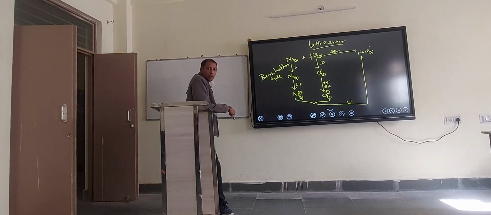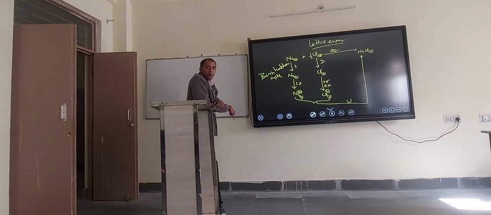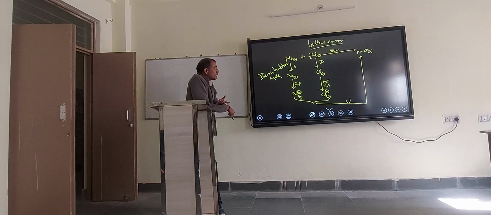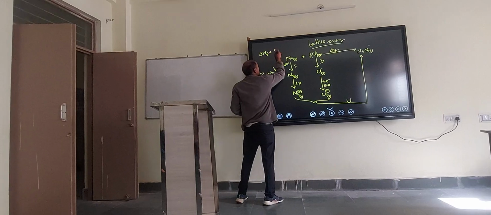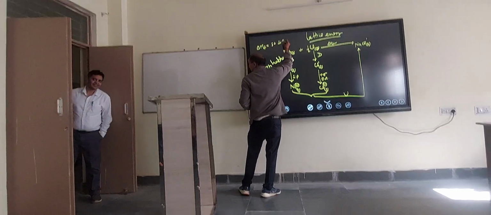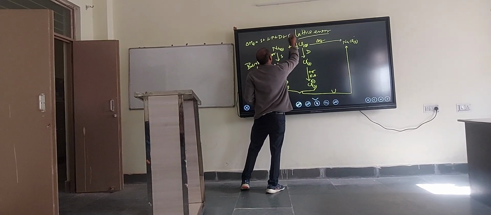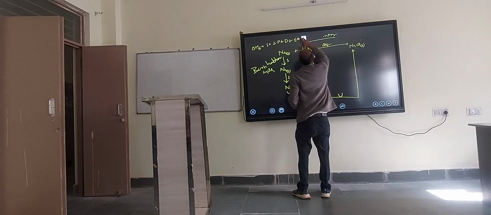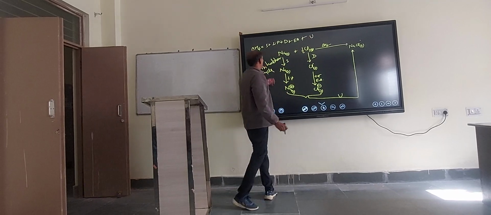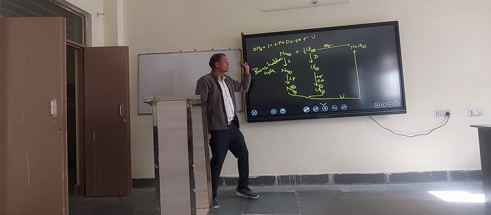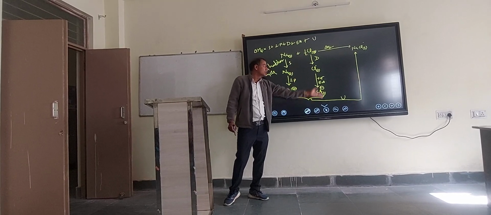What is Hess law? Hess law says that any reaction, whether it occurs in one way or more than one way, in one step or more than one step, the energy change will be the same. Means delta HF, the heat of formation, equals S plus ionization potential plus D plus electron affinity plus U. The heat of formation will be the same either in this way or this way.